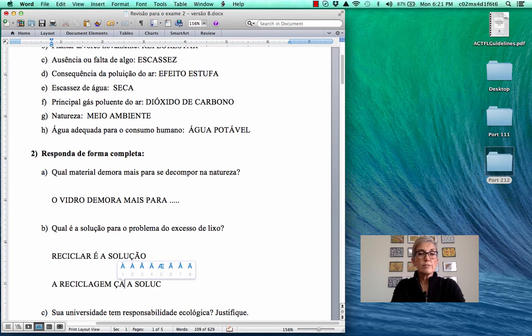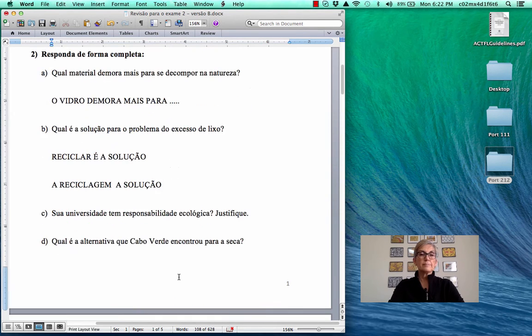So, what's the difference between these two sentences? Oh, meu Deus, que é isso aqui? Que é isso, Vanessa? Solução, ok. Reciclagem é a solução. So here you have the verb, to recycle is the solution, and here you have the noun, recycling is the solution. Notice that in English you say recycling and you don't know if you're talking about the verb or the noun. So in Portuguese, you have the verb here and the noun here.